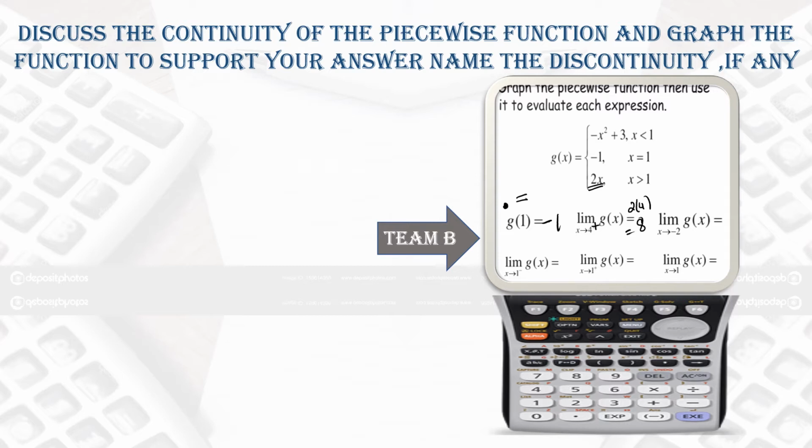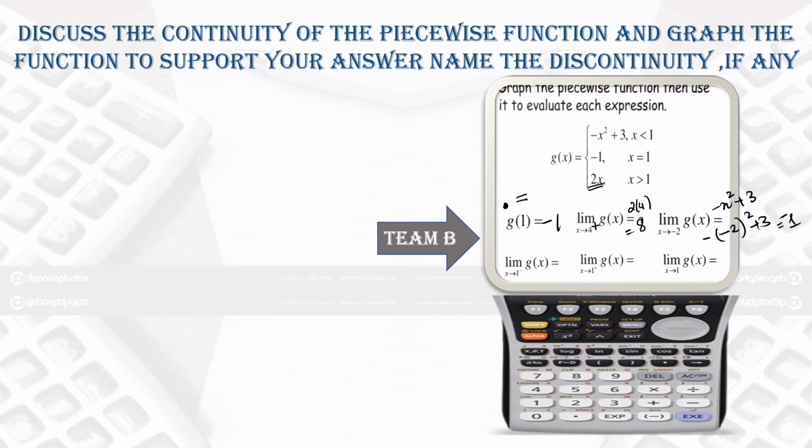Now -2 means x is less than 1, so you will read the first equation, that is -x² + 3. So you will get here (-2)² + 3. So it will give you 4 - 4 + 3, which gives you -1.